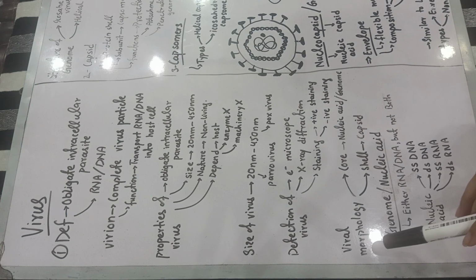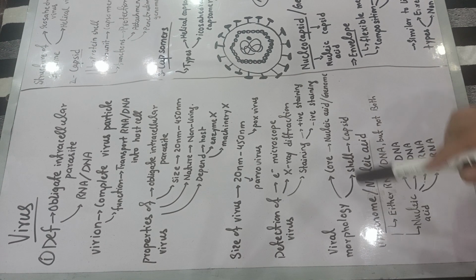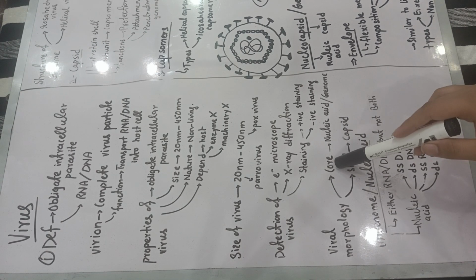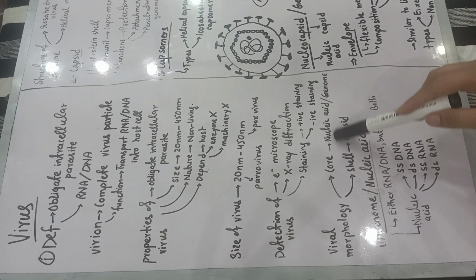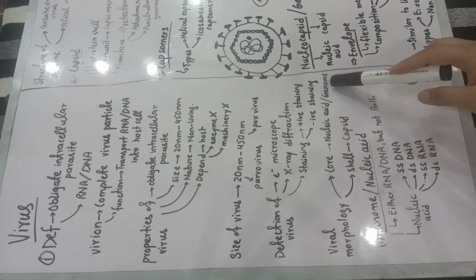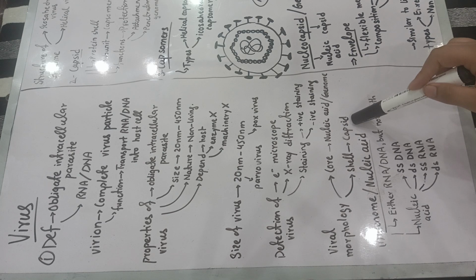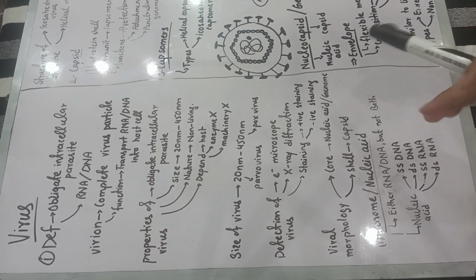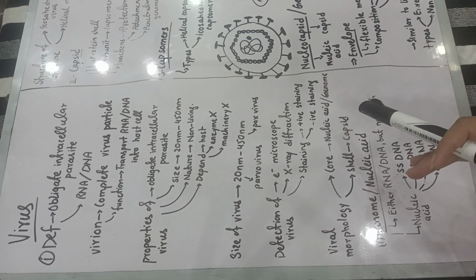Okay, so now let's discuss the viral morphology. Your virus is mainly composed of two components, your core and your shell. Your core consists of nucleic acid and genome, and the outer shell of that virus is called the capsid. Now we will discuss this virus morphology, and we will discuss all of these components one by one.